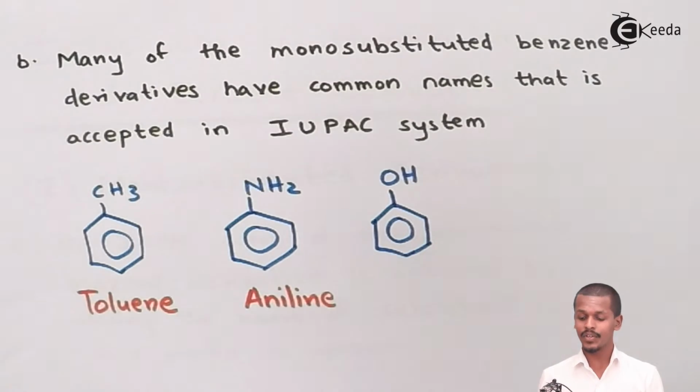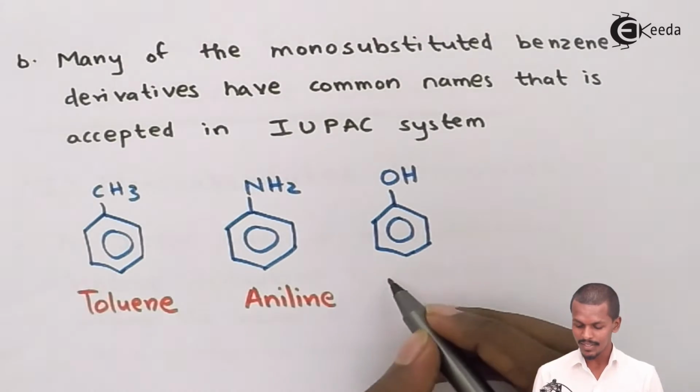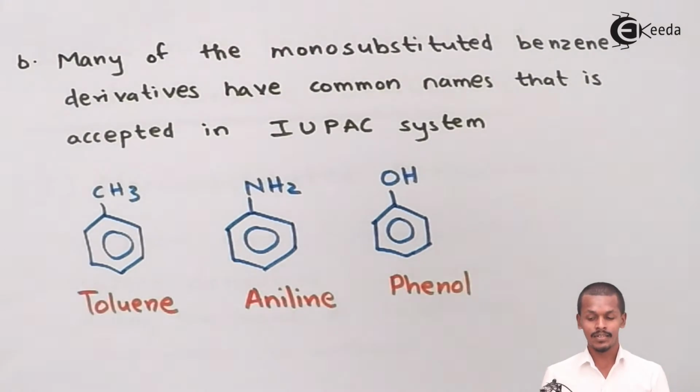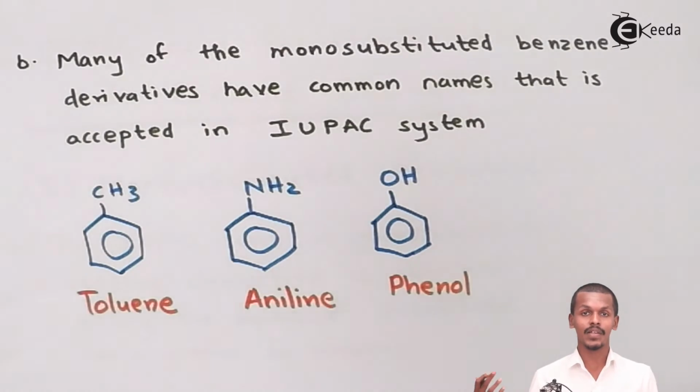Talking about another one, this is a monosubstituted derivative of benzene in which an OH group is attached to the benzene ring. This could also be called hydroxy benzene, because OH groups are called hydroxy groups. But the common name of this is phenol. Phenol can also be used as a suffix in an IUPAC nomenclature which consists of more than one substituent. So the common name is also basically the IUPAC name of this structure.